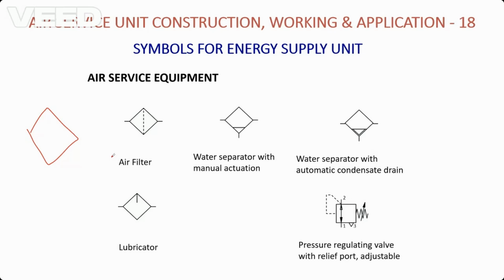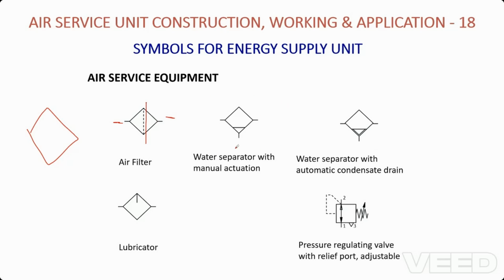If there is a bottom connection in addition to the left and right connections, it can be taken as a release or drain connection for removing moisture and dust. In the air filter, we send air from the left side, which is my inlet. In between, I have a filter material. Air passes through the filter material, dust particles get collected, and clean air comes from the outlet. This is the air filter.